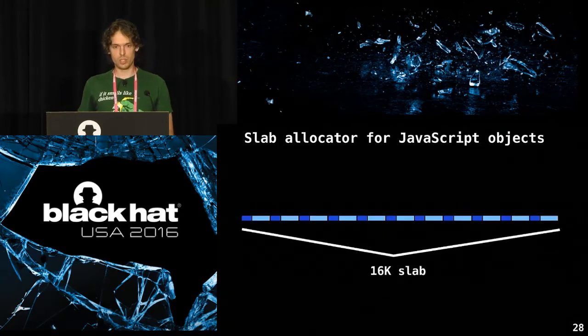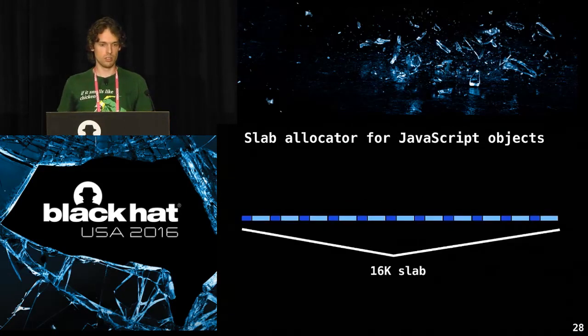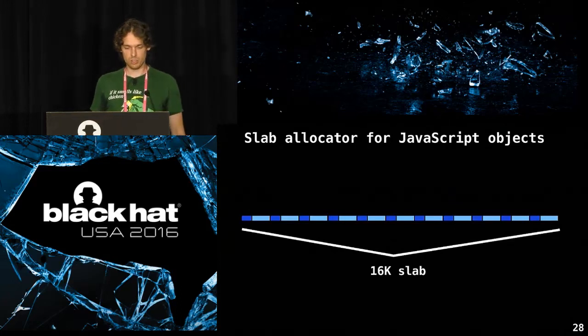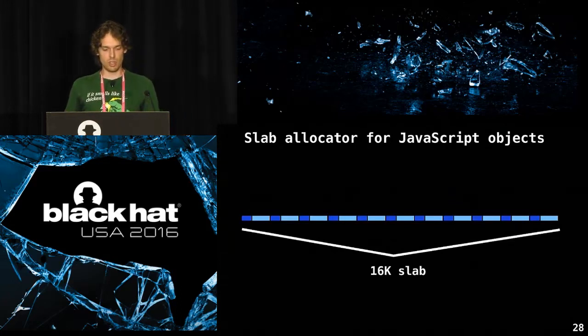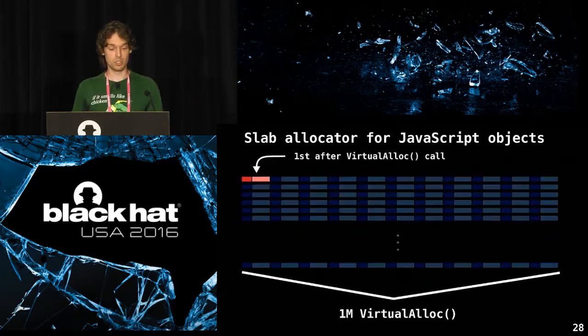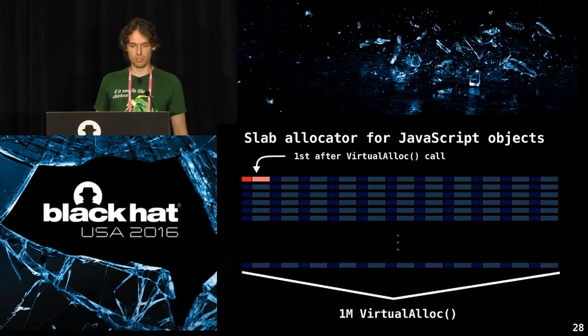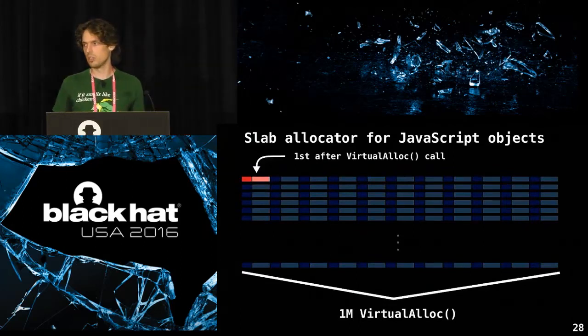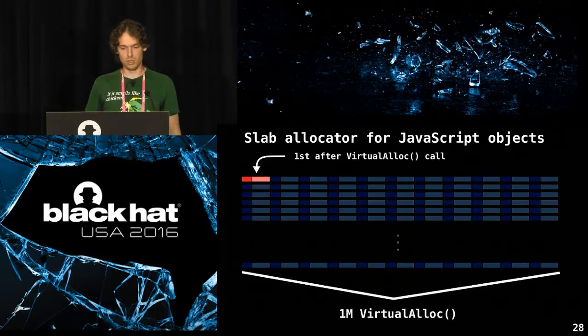So these objects are allocated in a slab using a slab allocator. Every pool is 16K in size, but every megabyte there's a new virtual alloc call which allocates an extra megabyte, and which gives us a timing side channel on the first allocated object. This first allocated object happens to be at the 1 megabyte boundary. So there we reduce our entropy.